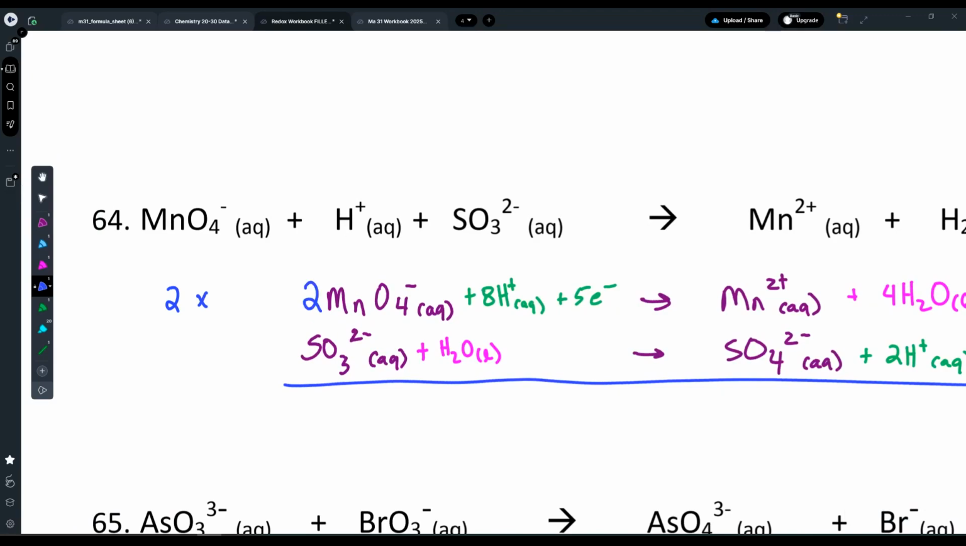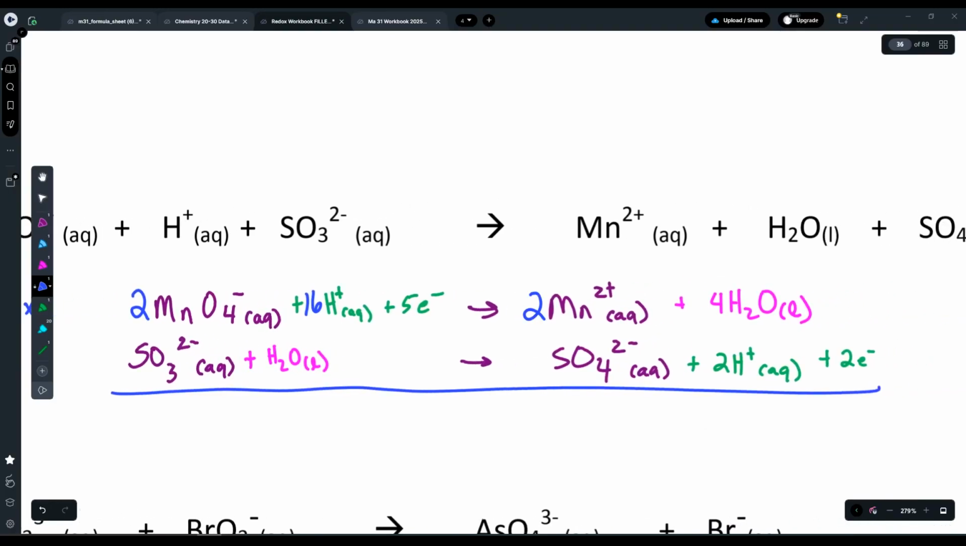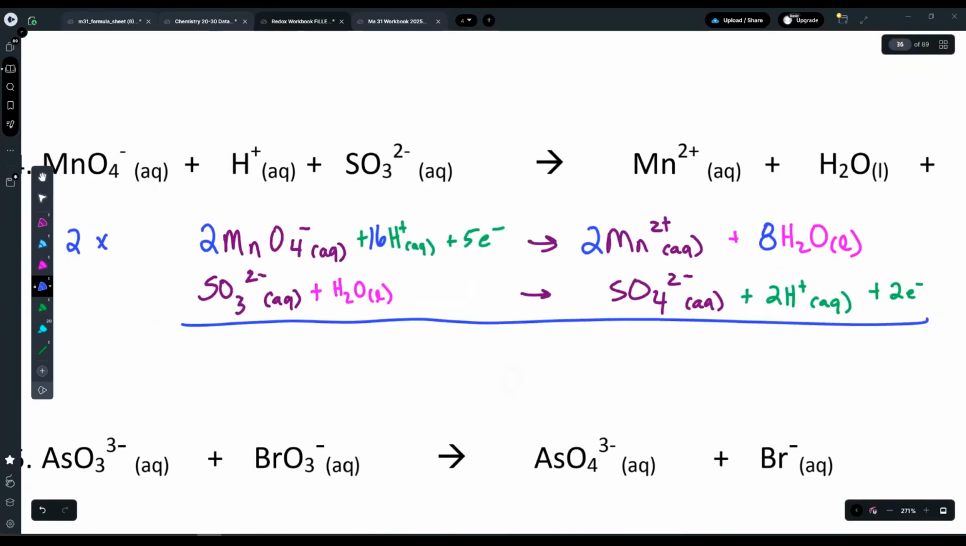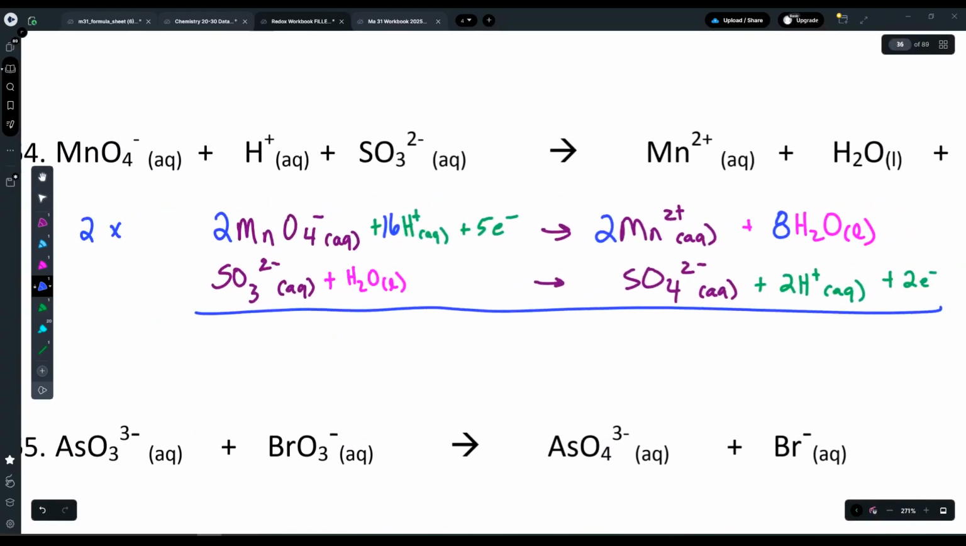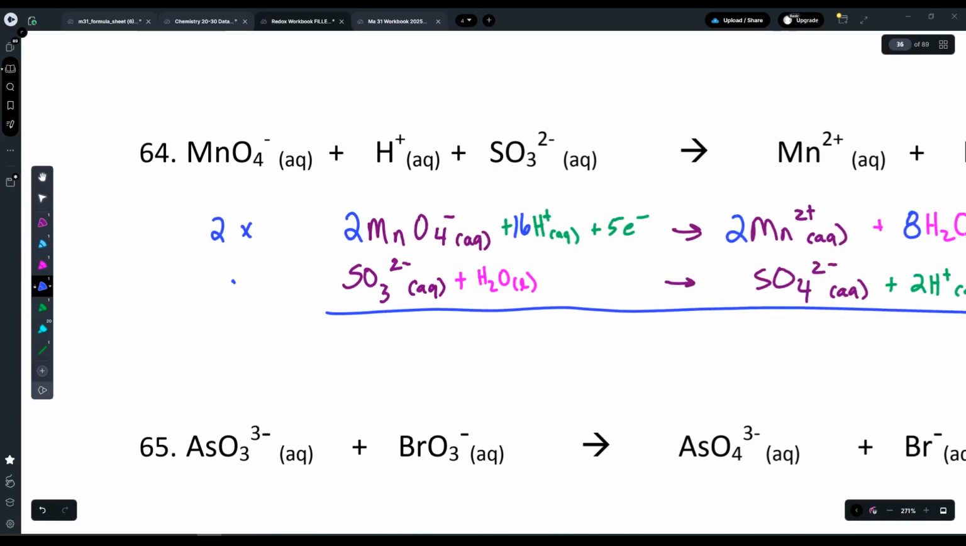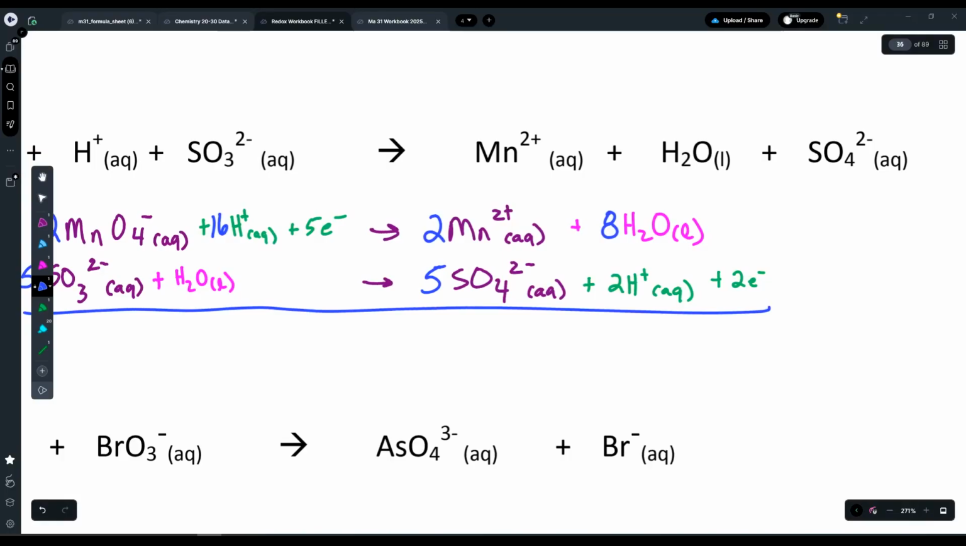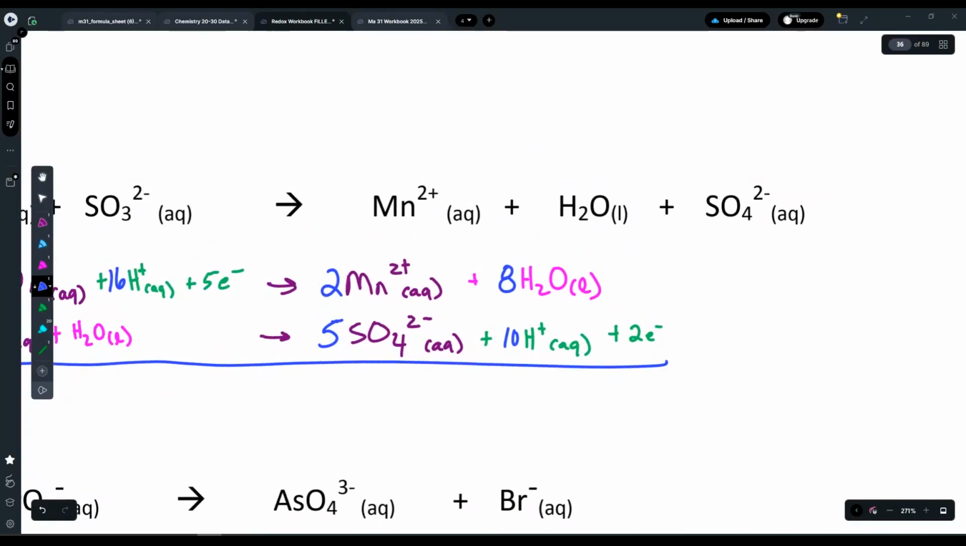So it's going to be 2, 16, 2, and 8. Now for the second reaction, I need to multiply everything by 5. So that's going to be 5 sulfites, 5 sulfate ions, 5 times 2, so 10 hydrogen ions, and 10 electrons.